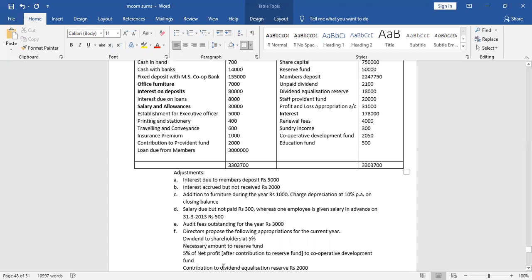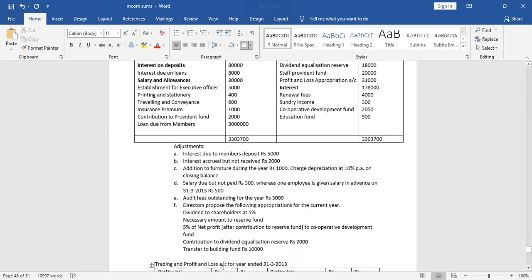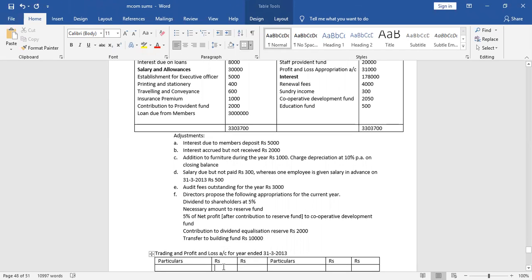और लास्टली कंट्रीब्यूशन टू डिविडेंड इक्वलाइजेशन रिजर्व 2000, ट्रांसफर टू बिल्डिंग फंड 10,000. इसका कोई भी सेकेंड इफेक्ट नहीं आएगा, because general body meeting में अप्रूवल के बाद ही we have to give the second effect. So here only one effect will come, that we will prepare memorandum appropriation account और ये सारे appropriations को दिखाएंगे, but उसका इफेक्ट बैलेंस शीट में नहीं जाएगा because general body have not approved this appropriation. इसलिए ओनली मेमोरेंडम अप्रोप्रिएशन अकाउंट में बताना है, सेकेंड इफेक्ट किधर भी नहीं देना है.